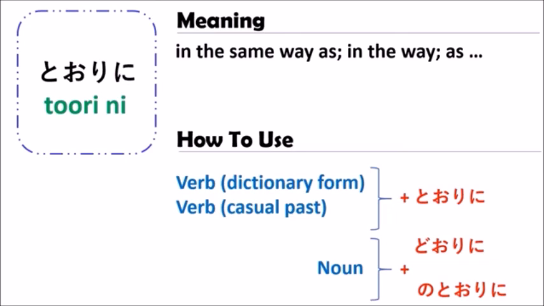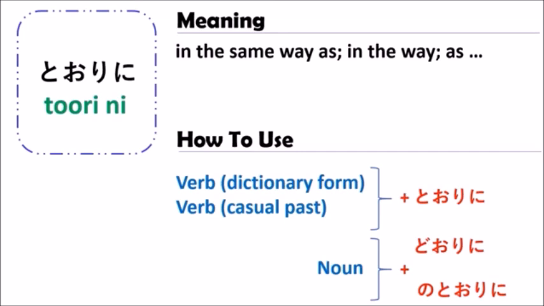So it just has the same meaning, in the same way as, or in the way, or as or something. So don't be confused, it just has the same meaning, like in the same way as, or in the way, or as or something. Next we are going to see some examples to understand more about how to use the grammar of tori ni.